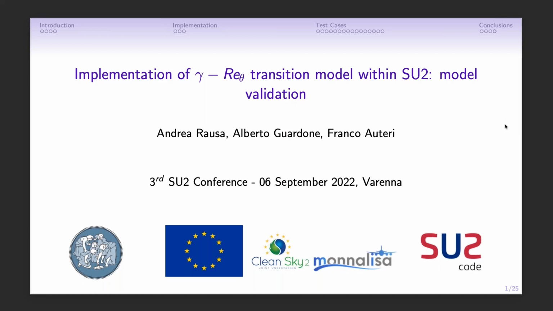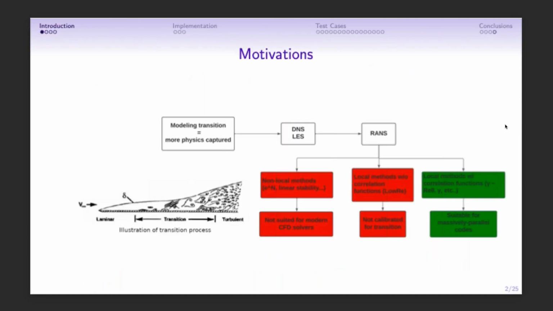So this work is within the project Monalisa, which is funded by the European Union. So why transition? Because it's cool, of course, but also because modeling transition equals being able to include more physics within our simulations. For example, transition from laminar to turbulent increases the drag coefficient. Thus, fully turbulent simulations will result in higher drag coefficient predictions, whereas transition simulations will decrease this drag, hopefully more in line with experimental results.